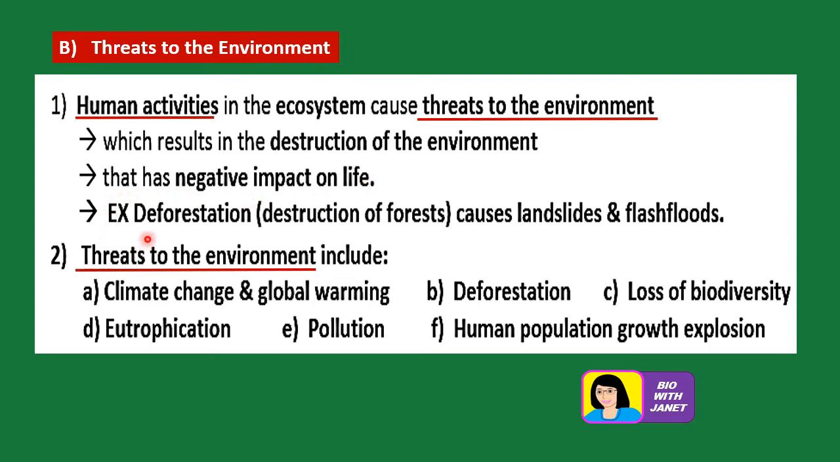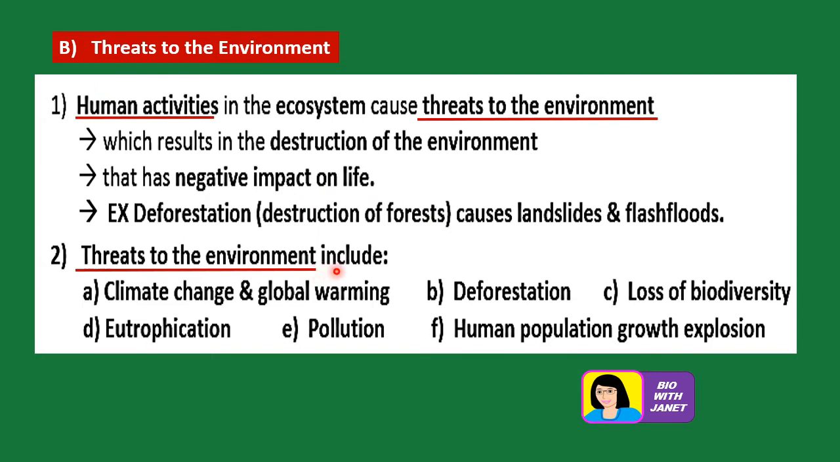So for example, if we carry out deforestation and destroy the forest, maybe to clear the land for agriculture or to use the logs, the wood for building furniture and for construction, then there will be a negative impact that falls back on us. That is, the soil will be eroded and then there will be landslides and flash floods. So we have to avoid destroying the environment so that we don't face all these negative effects.